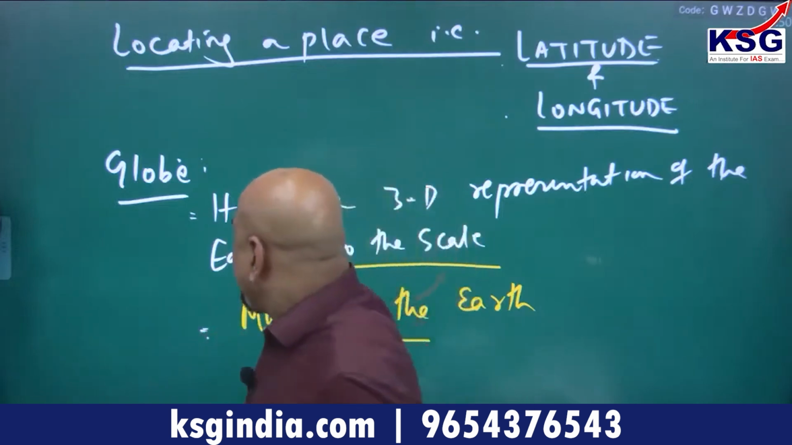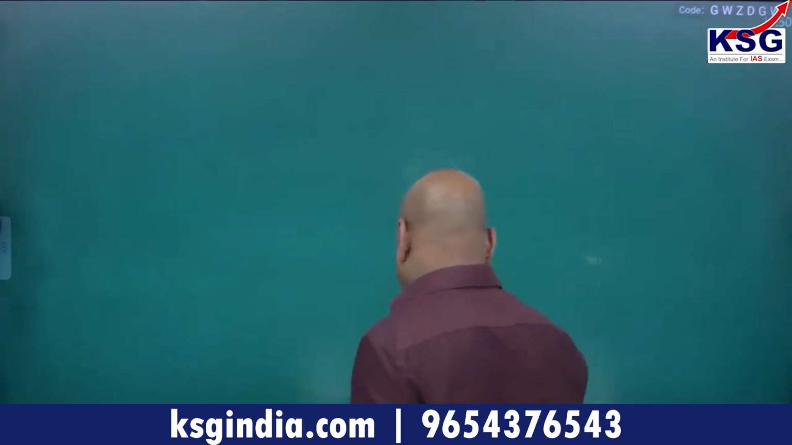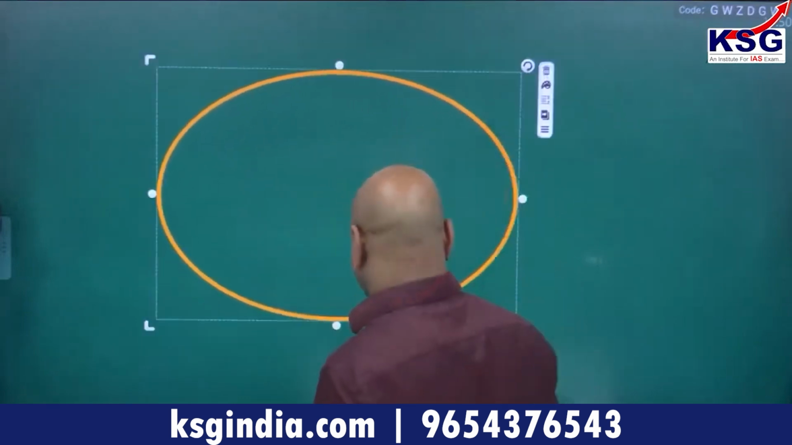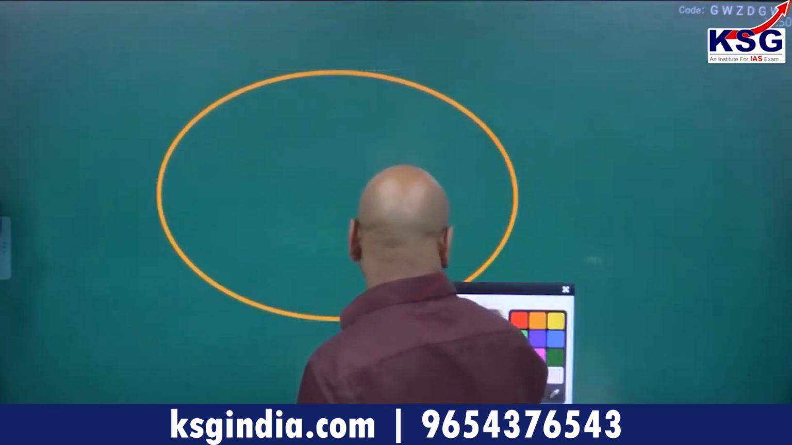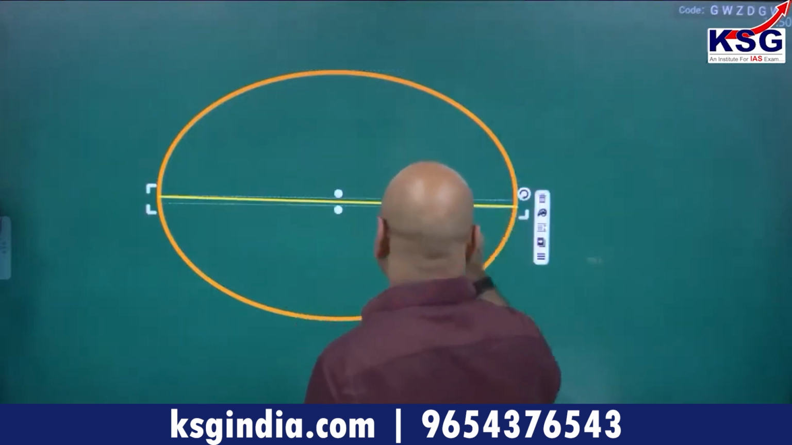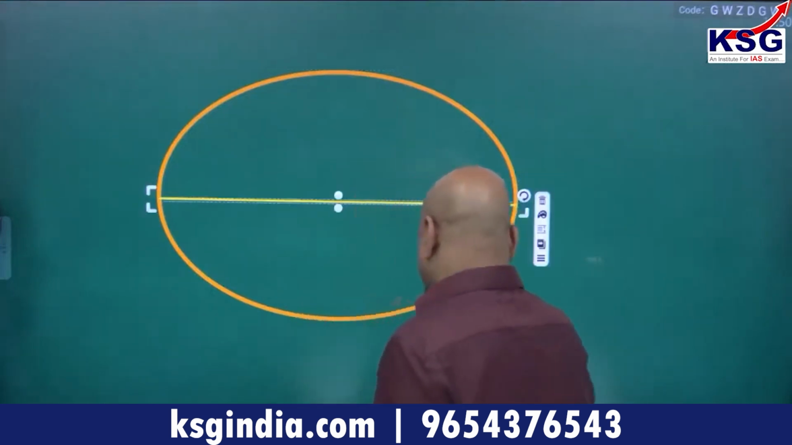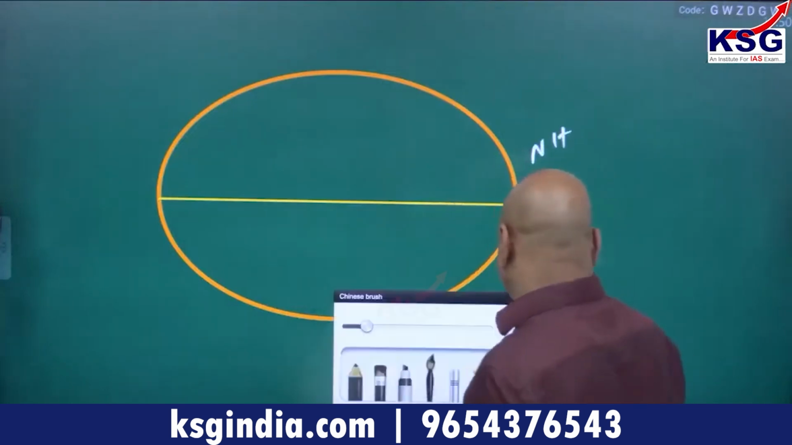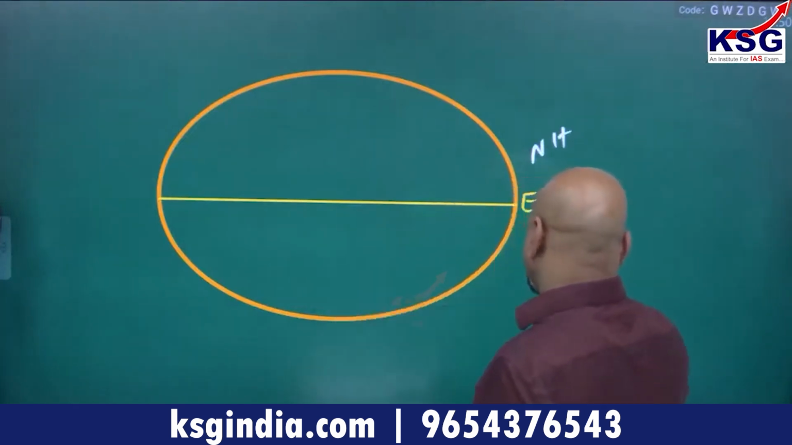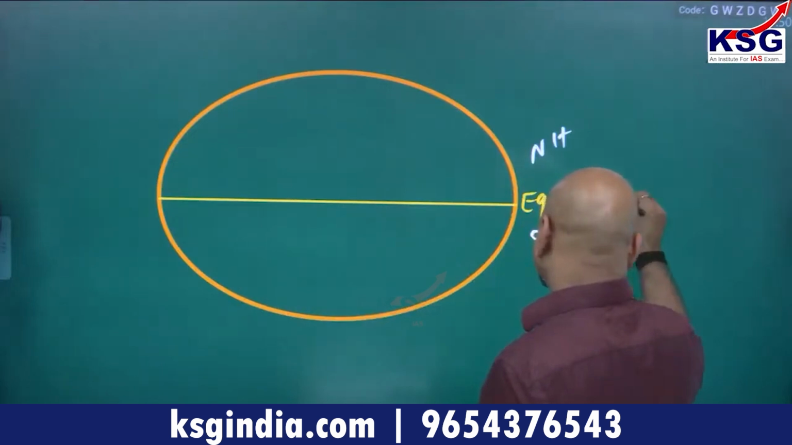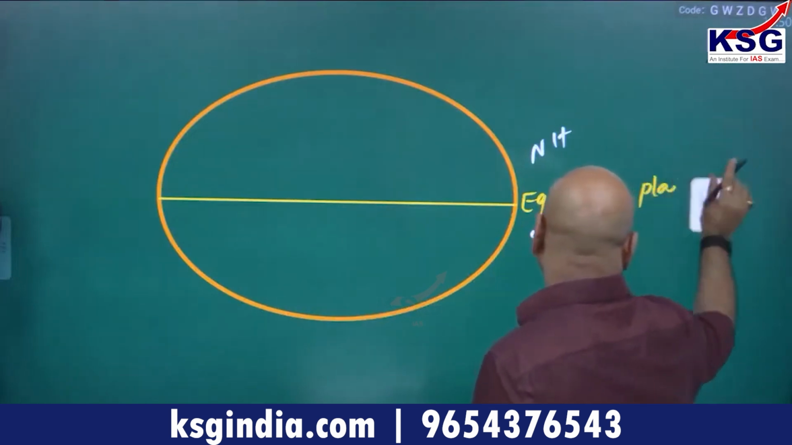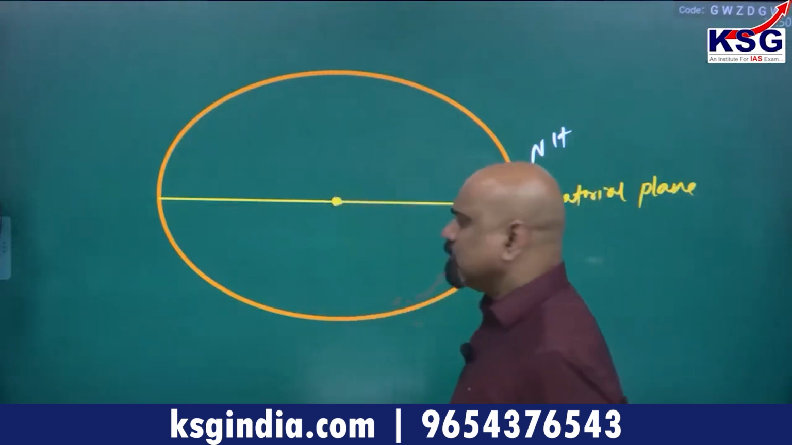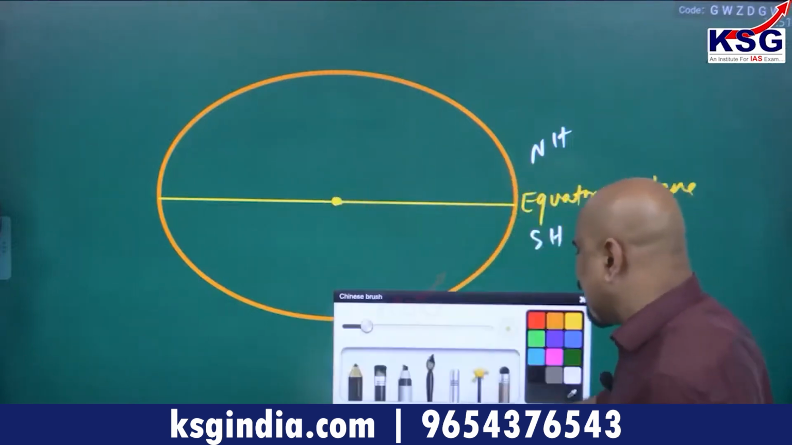Now, if this is the earth here and I have taken a plane which divides it into two parts, this is the northern hemisphere and this is the southern hemisphere. The plane which divides it into two equal parts is the equatorial plane. This equatorial plane passes through the center of the earth, forming a 0 degree latitudinal angle.